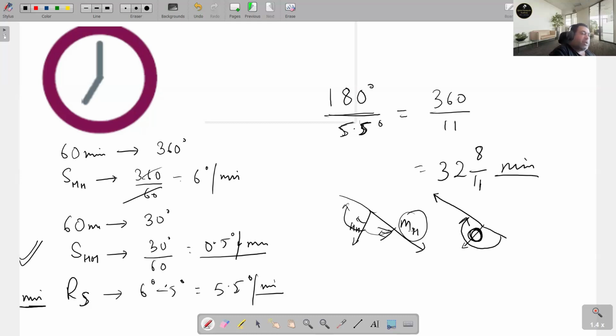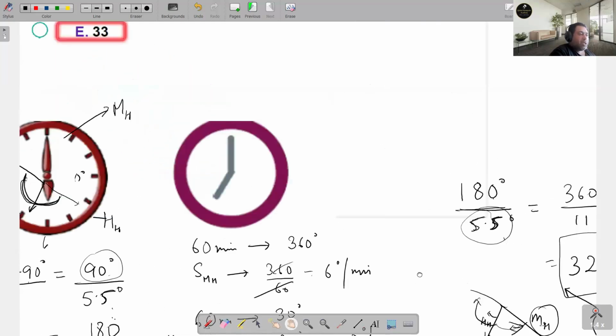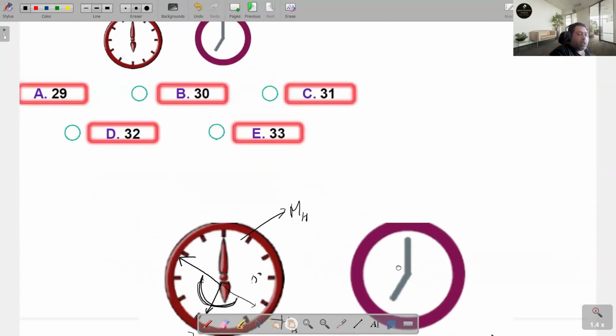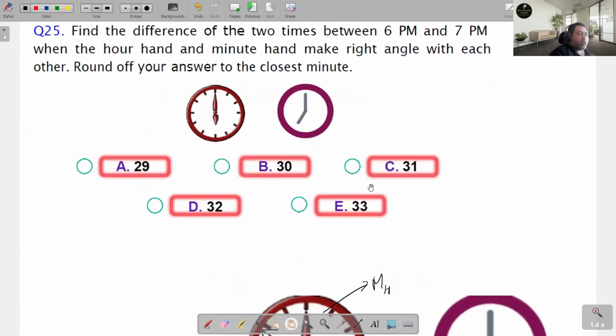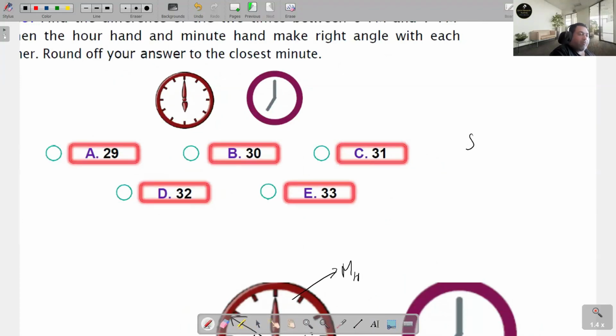And with what relative speed? With 5.5 relative speed. So 180 divided by 5.5, you'll get this. This is 32 whole 8 upon 11. And the question is asking that you give us the nearest minute. Round off your answer to the closest minute. Now 8 by 11, when rounded off, will give you 1. So you need to add 1 to 32, and your correct answer will be 33 minutes. Right? I hope you understood the solution.